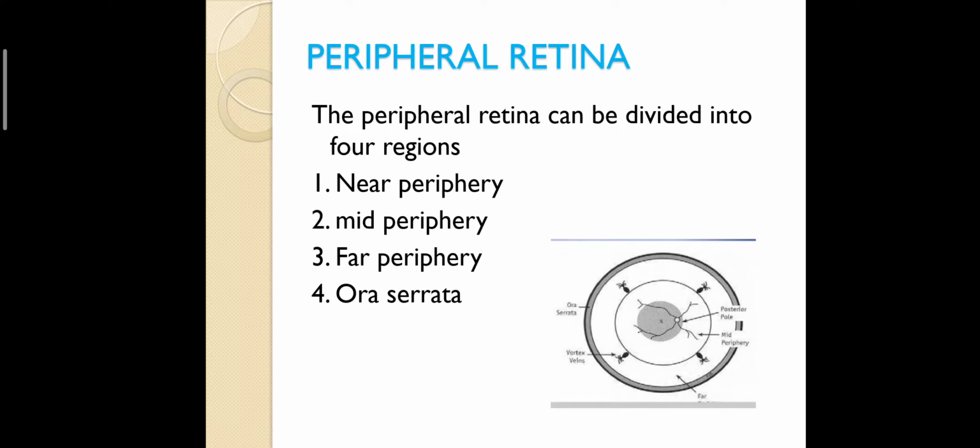It helps us plan the approach and know the prognosis of the disease. If the disease is in the posterior pole or in the near periphery of the retina, we need to be careful, and we will approximately know the prognosis of the disease.